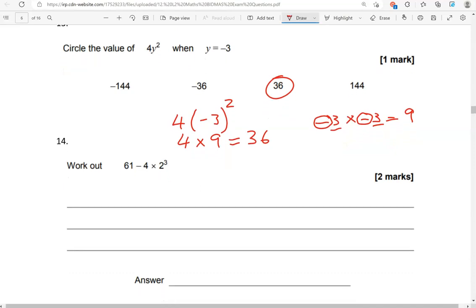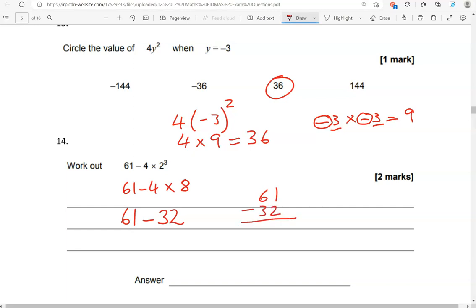Work out 61 take away 4 times 2 cubed. So again we've got to do the index here, the power first. So 61 take away 4 times 2 times 2 times 2, that is 8. Now we've got subtraction and multiplication, so that means we need to do multiplication first. So that is 61 take away 4 times 8, which is 32. So 61 take away 32.